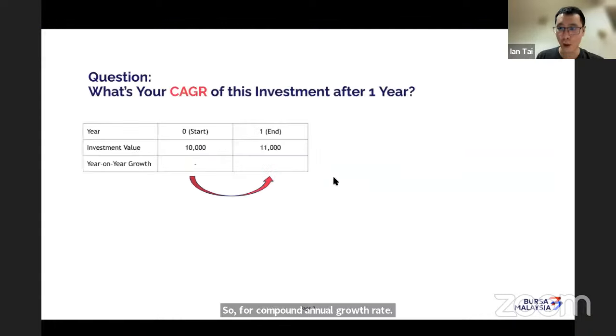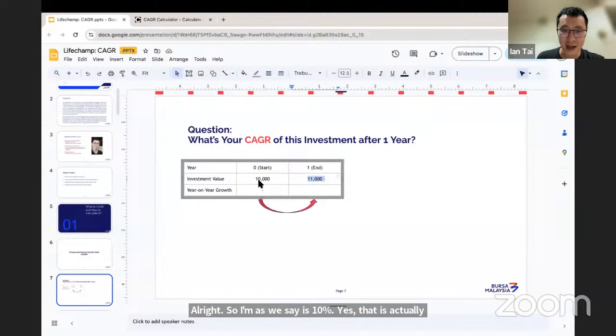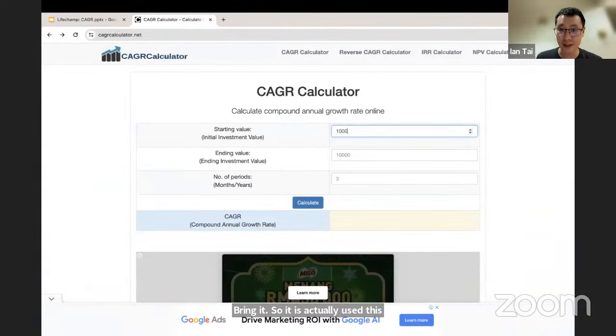It's very simple, right? It's just 10,000 ringgit, you get 10%, therefore you will end up with 11,000 ringgit. So it is actually used this way. The starting value is 10,000 ringgit. Your ending value after 1 year is 11,000. The number of periods is 1 year.